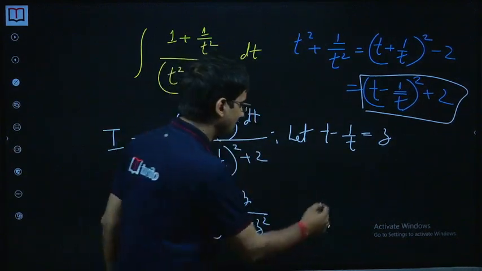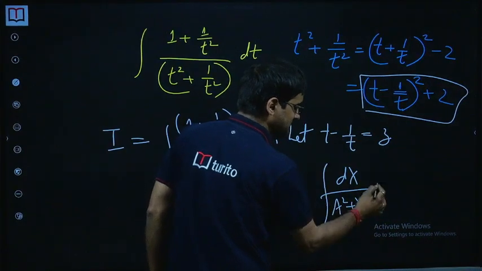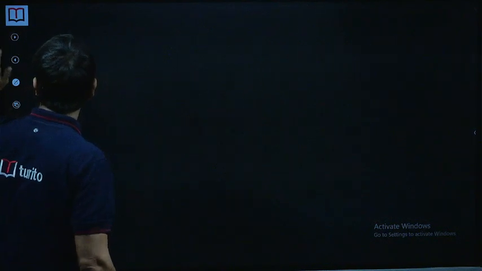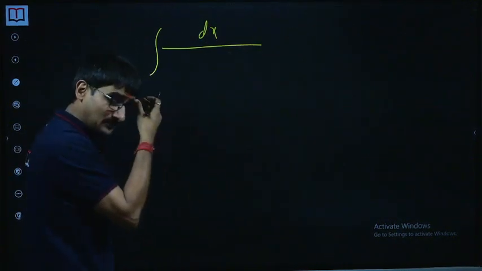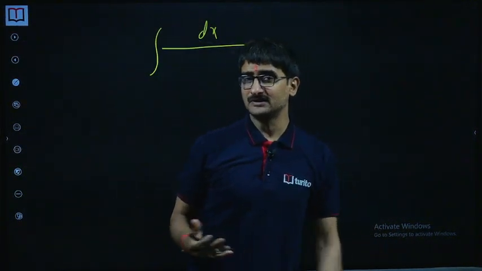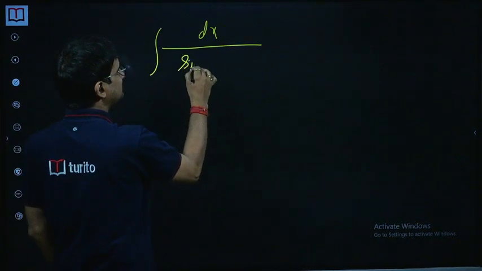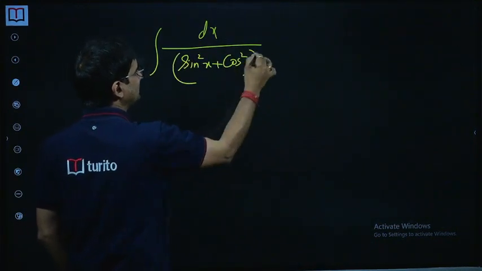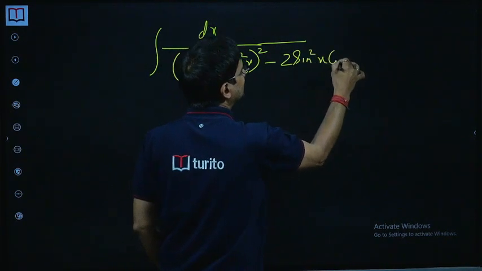We already know how to integrate dx by a square plus x square. I believe all of you must know this formula. So apply it, and you get the result. So that's it. One more choice here: whenever you have a raised to power 4 plus b raised to power 4, you can directly write it in terms of a perfect square. So you may prefer to write, or move ahead using this form also, sine square x plus cos square x whole square minus 2 sine square x into cos square x.